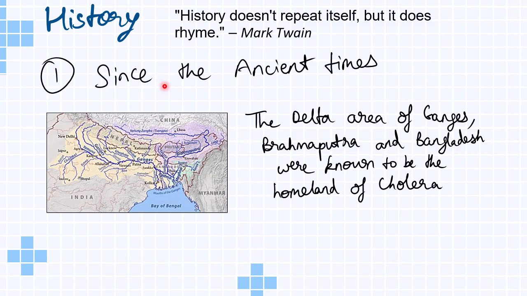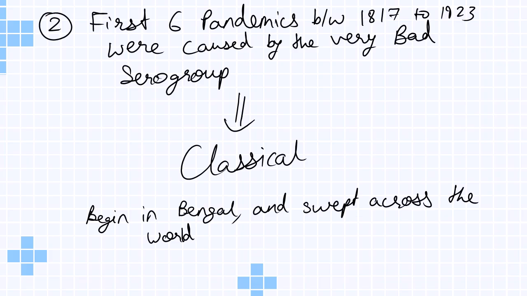Let's take a quick look at the history of cholera. Since ancient times, the Ganges, Brahmaputra Delta, and Bangladesh have been considered the homeland of cholera. Many major outbreaks are believed to have originated from this region. The first six cholera pandemics, which occurred between 1817 and 1923, were caused by the classical biotype. These pandemics began in Bengal and gradually spread across many parts of the world.